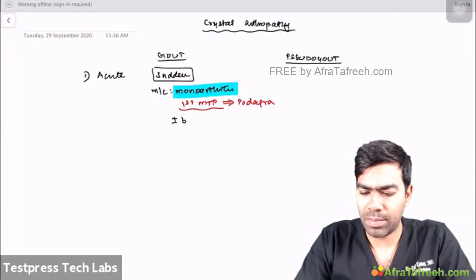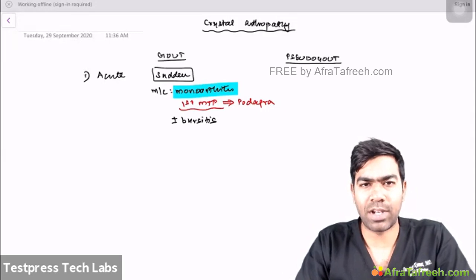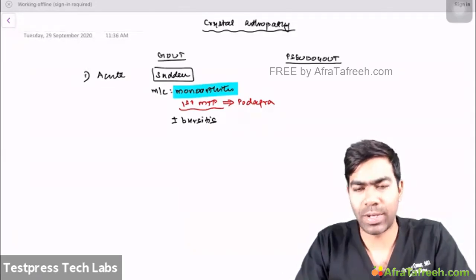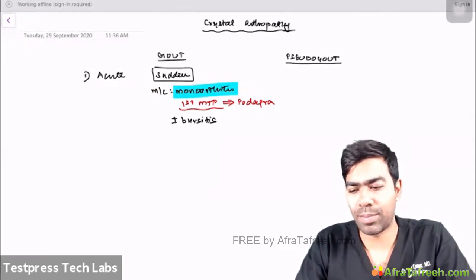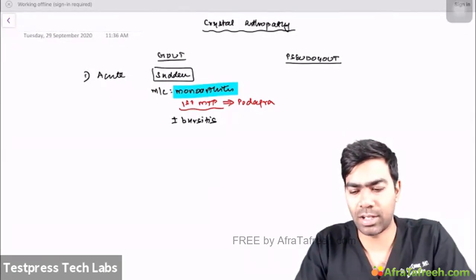So the patients may have associated bursitis, and the patient might have associated cellulitis also. So many times gout can be mistaken for cellulitis. So they might be treating it as cellulitis in certain areas, but it's not. You have to carefully evaluate the joint.